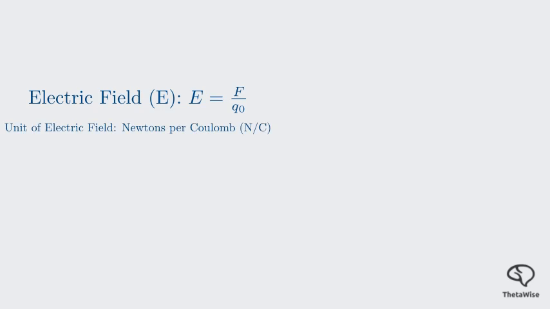We can also write a formula for the electric field produced by a single point charge. The magnitude of the electric field, E, created by a charge Q at a distance r is K times the charge Q divided by r squared. Notice this looks very similar to Coulomb's law. That's because it is. It's just Coulomb's law divided by one of the charges.